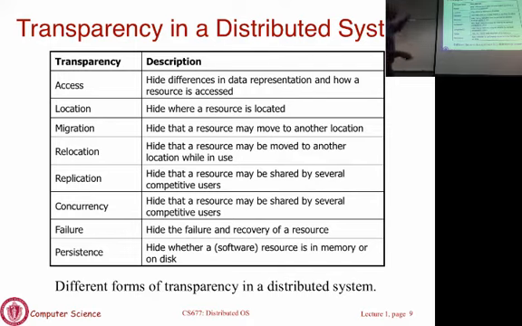Transparency essentially means, is a property made visible or is it hidden? And I'll give you some examples. We'll not go through all of these.